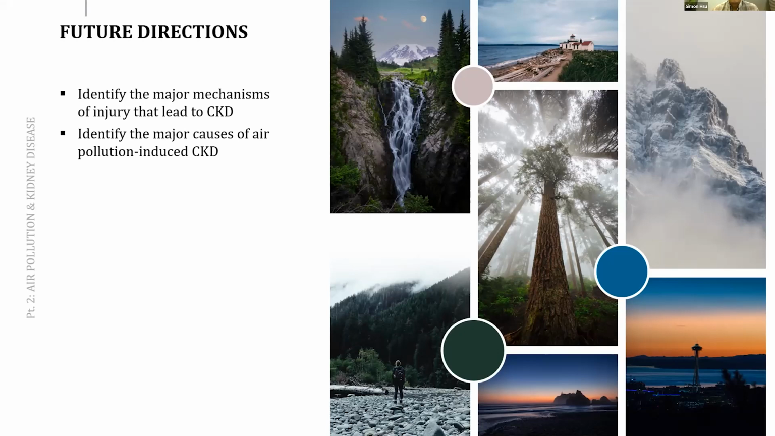A second potential area for future directions, which is related, is to identify the major causes of air pollution-induced CKD. As we all know, there are multiple etiologies of CKD, and so which ones are the main ones that are induced by air pollution? Is it membranous nephropathy? Is it through hypertension and diabetes? And those are things that are not known right now.